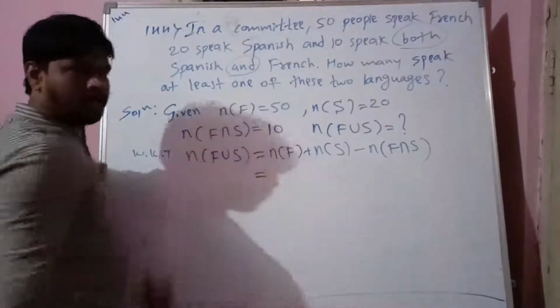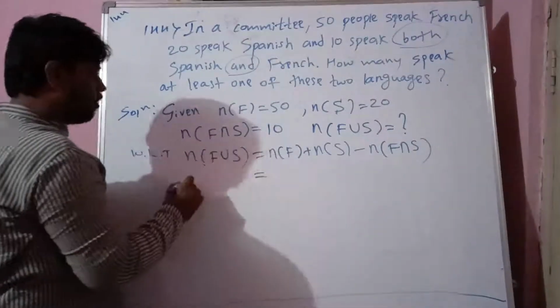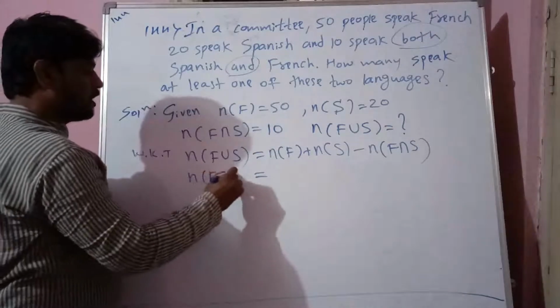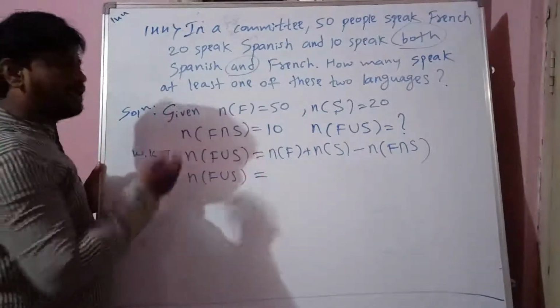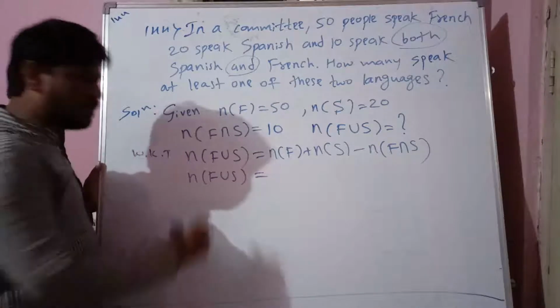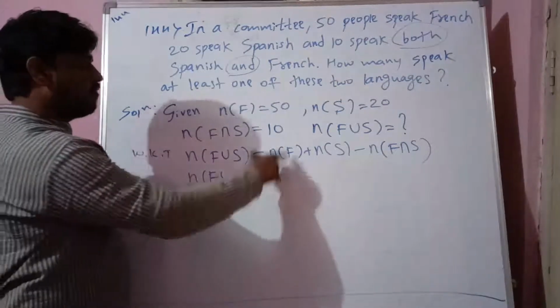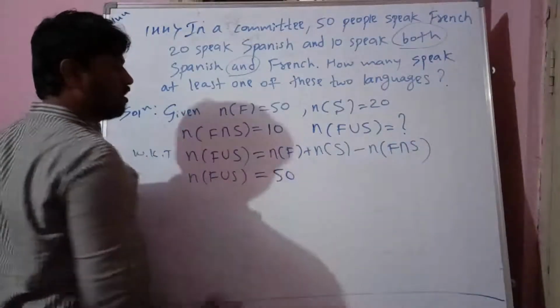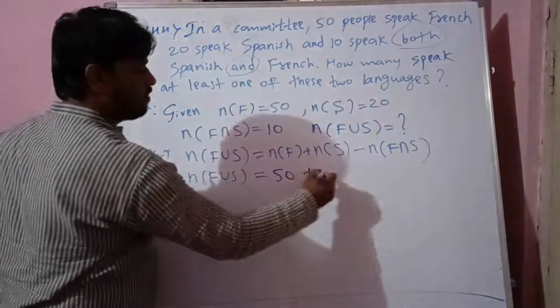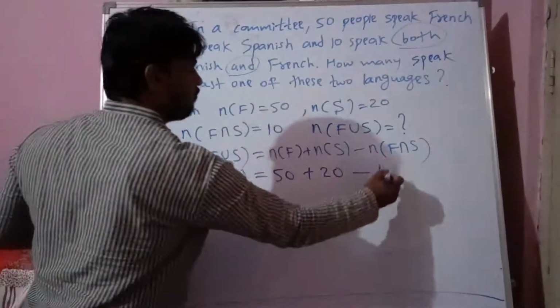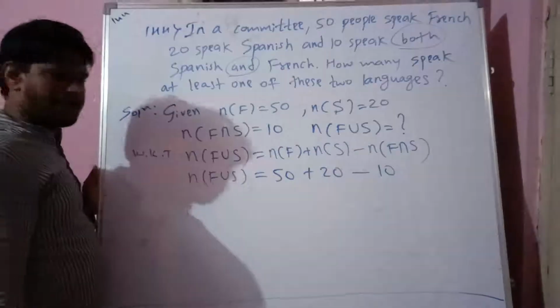Put the given data. We want to calculate n of F union S. F union S is not given. Actually, we want to find n of F union S. Keep as it is. n of F is 50. n of S is 20. And n of F intersection S is 10.